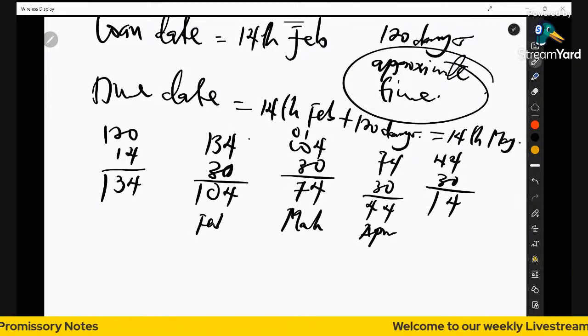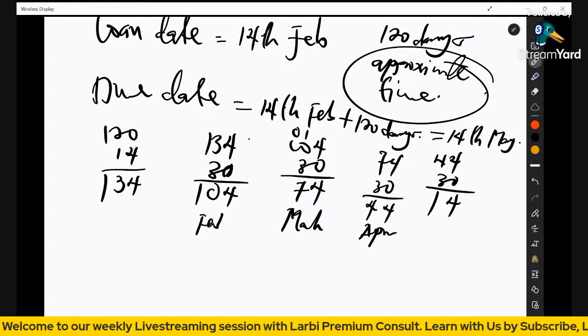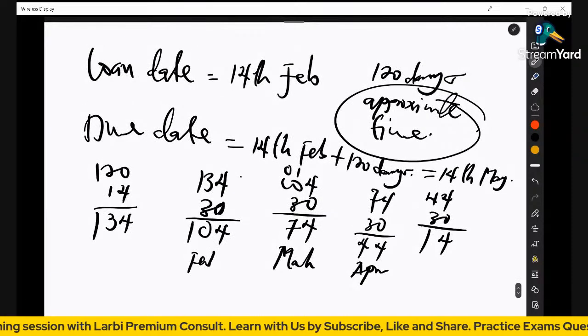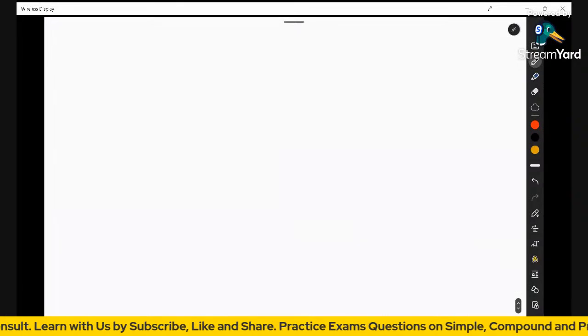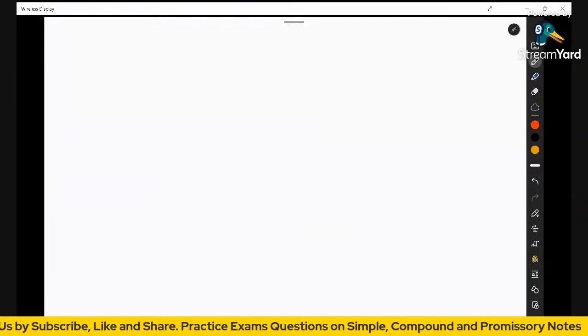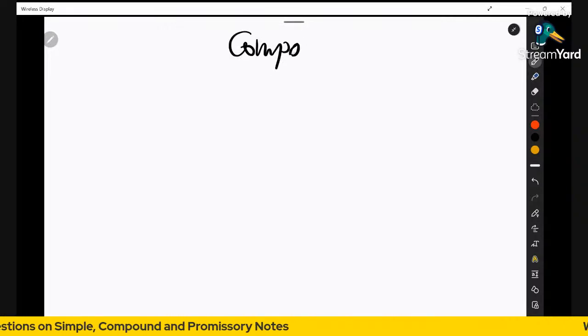So that is the principle behind the exact time and the approximate time calculation of the due date. So let's take note of that. That is the whole idea when it comes to simple interest. So now let's zoom to talk about compound interest. If you have any question, you can drop it in the comment section. We'll take the discussion further to look at compound interest and later discuss promissory notes. So let's talk about compound interest.